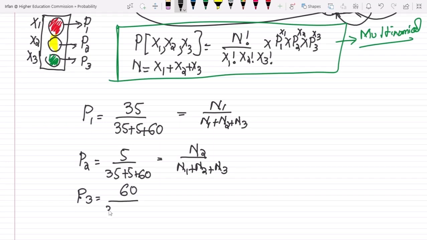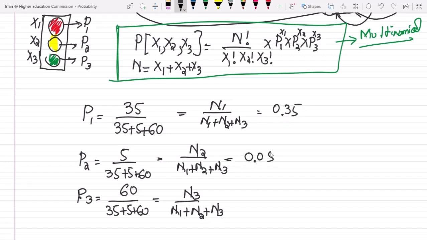60 seconds divided by 35 plus 5 plus 60. So it would be n3 divided by n1 plus n2 plus n3. Okay, and finding them out, it will be 0.35, it will be 0.05, and it would be 0.6. Okay, adding them all together, P1 plus P2 plus P3 will be equal to 1.